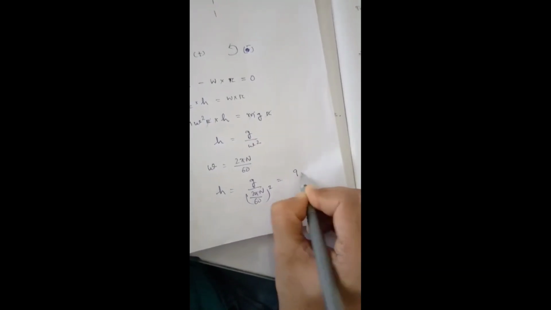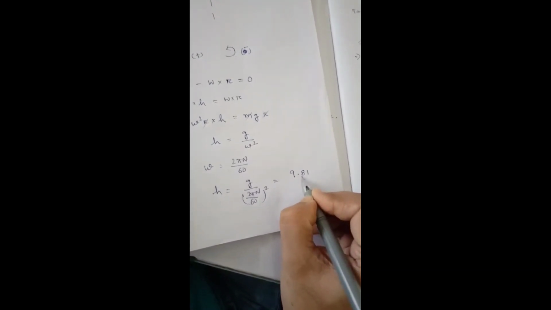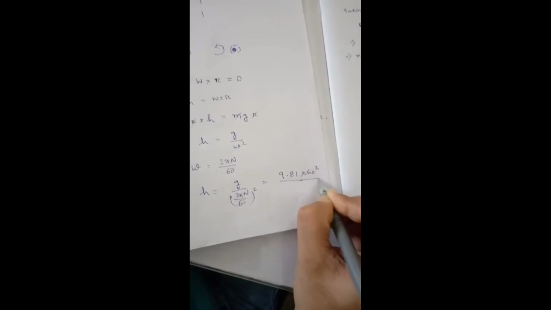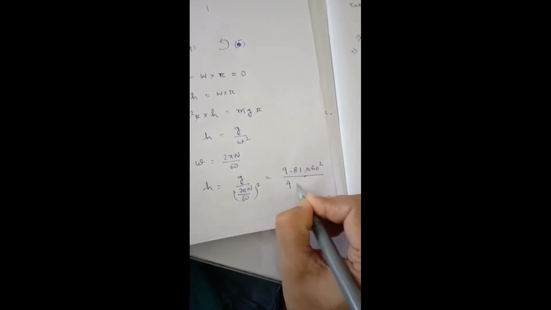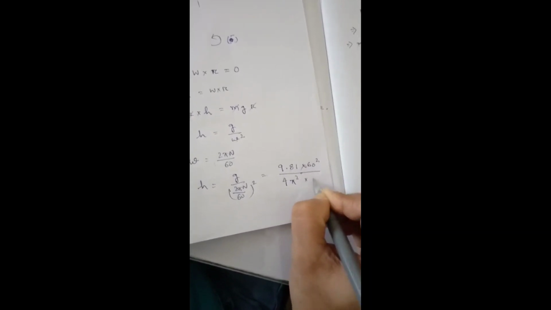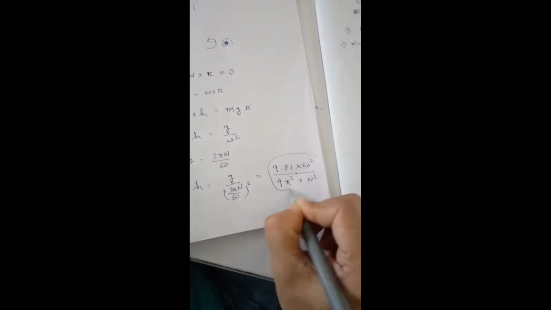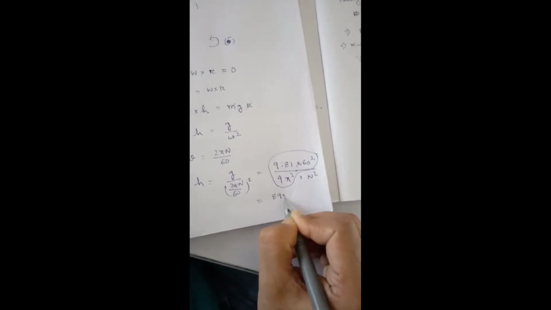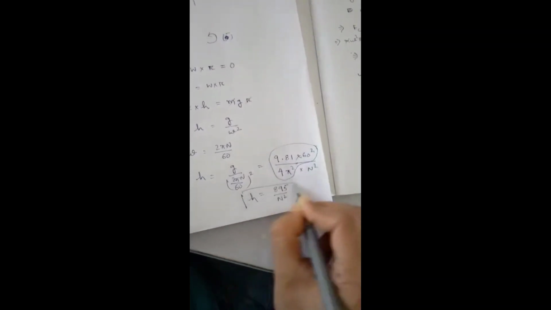So this is 9.81, the value of g, and 60 square will move up. So 60 square, here 2 square is 4, pi square into n square. By calculating this, approximately you will get 895 divided by n square. So this is the expression for the height of the governor.